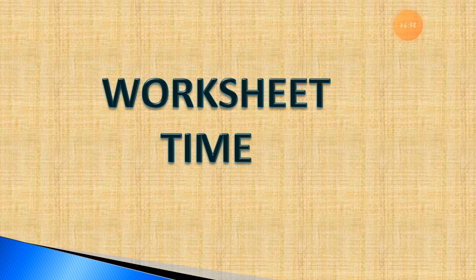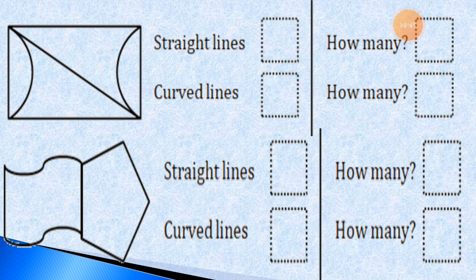So one more worksheet for you. So this is the worksheet time. Let's start the worksheet here. See this, students, here the picture is there. You can see the picture. So first of all, here it is asking us about straight lines. Is a straight line in this picture or not? We have to say the answer, right or wrong. Straight line is there in the picture, right or wrong?